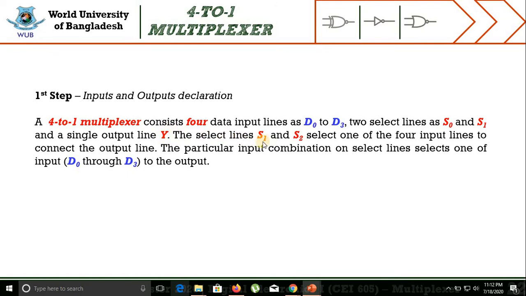The select lines S0 and S1 select one of the 4 input lines to connect to the output line. The particular input combination on the select lines selects one of the inputs D0 through D3 to the output.